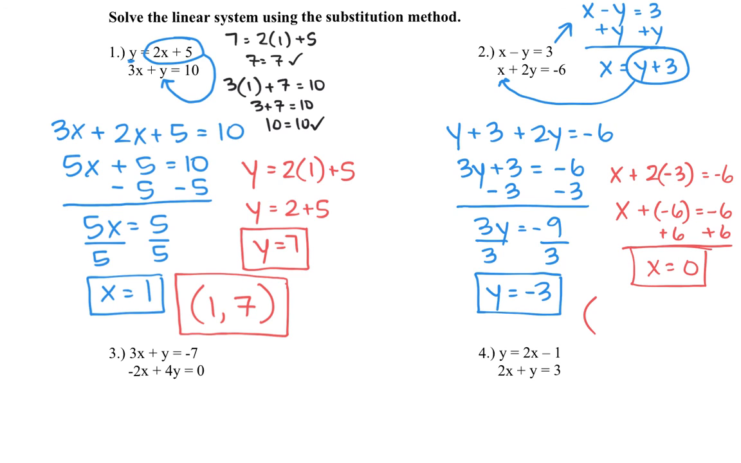Okay, now again, be careful that you always go in the order x comma y. So this would be the point 0 comma negative 3. And again, when you plug that into the first equation, you have 0 minus negative 3, and that's the same as 0 plus 3, so that is 3. In the second equation, we have 0 plus 2 times negative 3. 2 times negative 3 is negative 6, plus 0 is still negative 6.